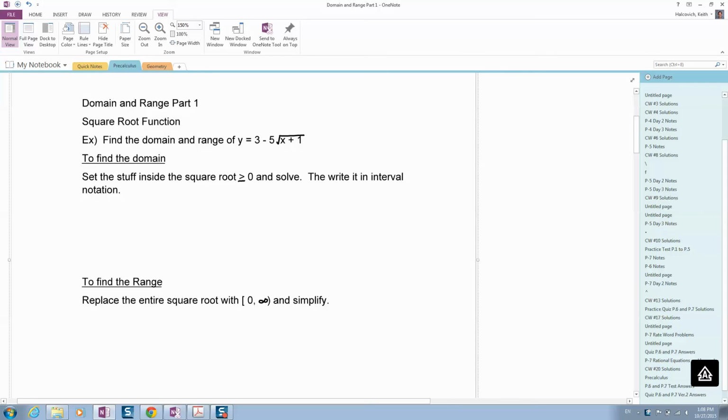Welcome to today's video on domain and range. Today we're going to talk about how to find the domain and range of certain functions.